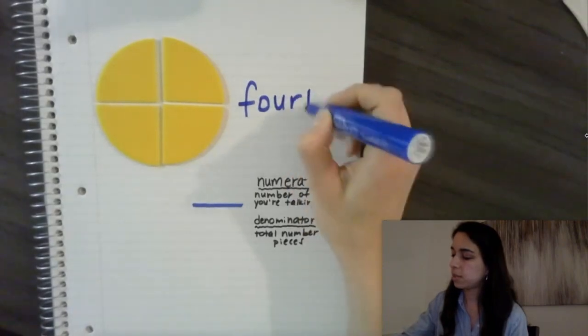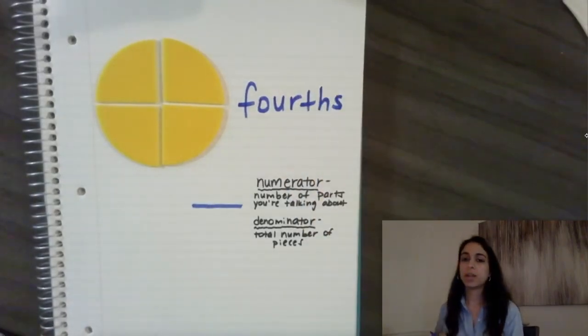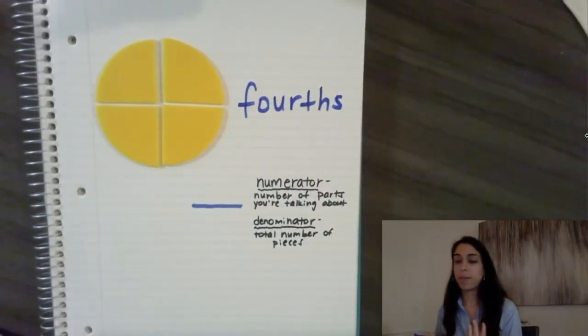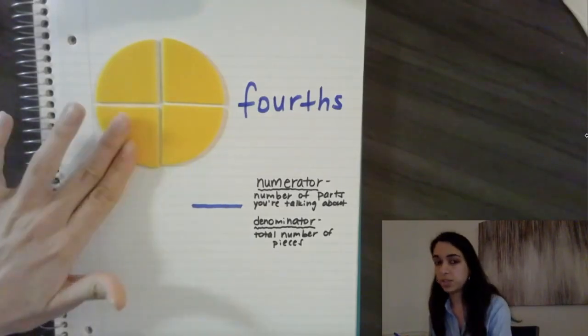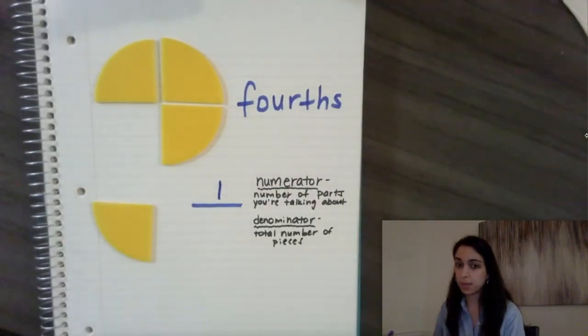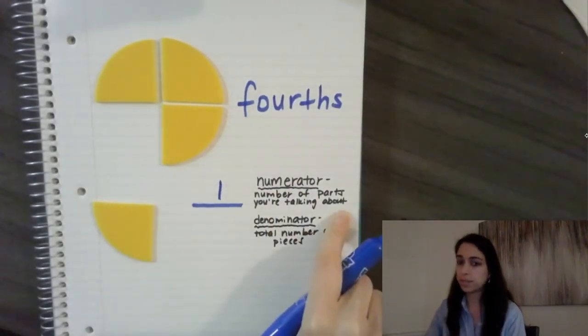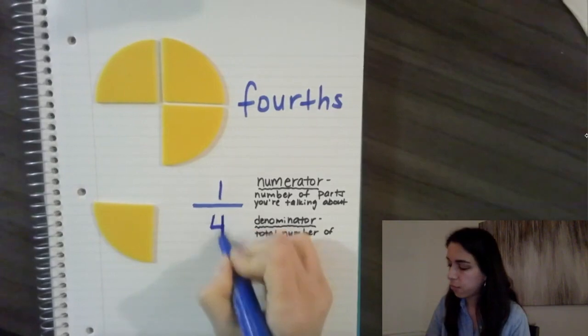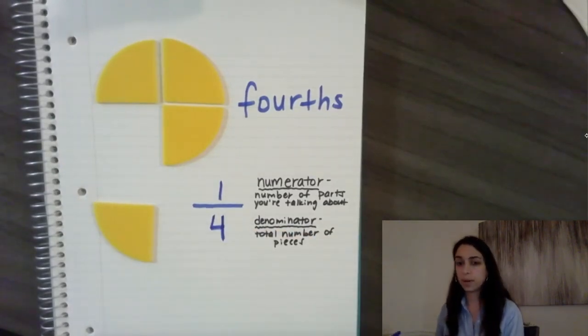The pieces are called 4ths. If I wanted to write a fraction for the amount that I was just going to eat today, so that means just 1/4, I would write 1 for the piece I want to eat today, the number of parts I'm talking about, and 4 for the total number of parts.